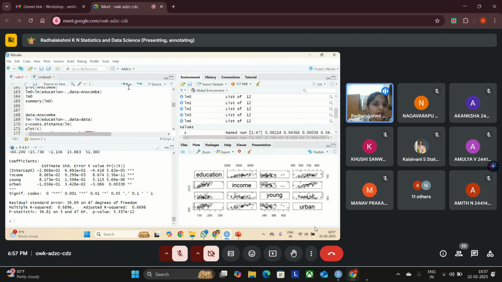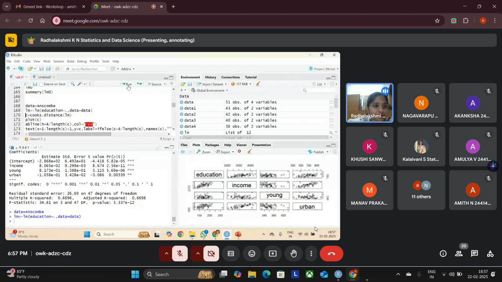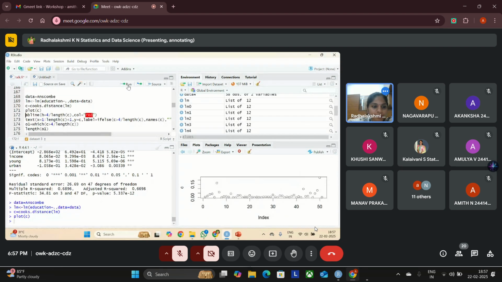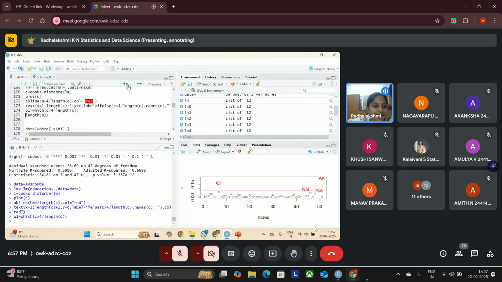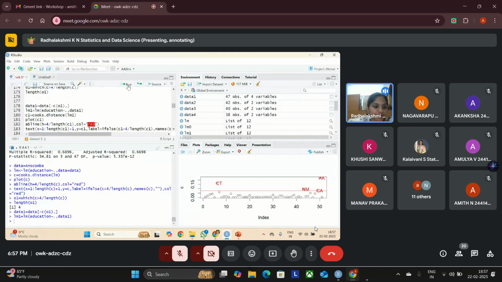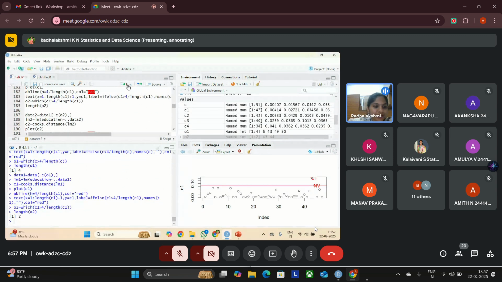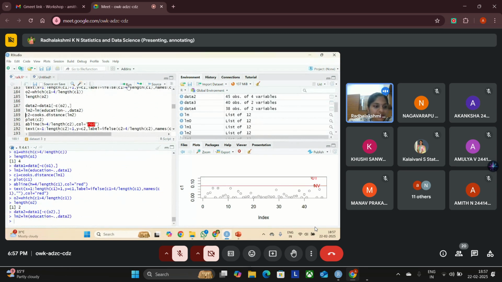Now we will have to check for any presence of outliers also. I will calculate the Cook's distance. When I calculate, I will see that I have 4 outliers in the first iteration. I proceed. Then I have the second iteration giving me 2 outliers.